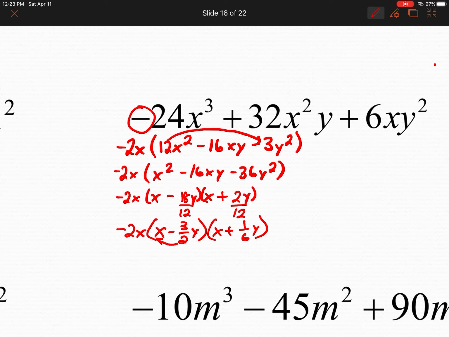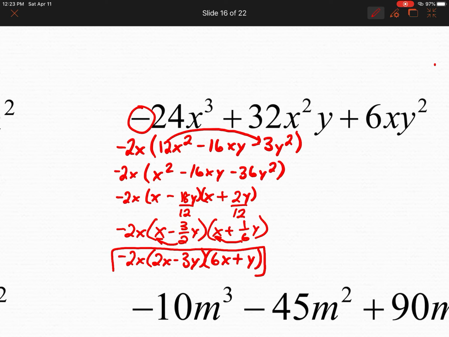And then we're going to take the 2 and move it up. And the 6 and move it up. And so we have negative 2x times 2x minus 3y times 6x plus y. Now you can put 1y if you want to, if that makes you feel better, but the 1 with the y is not required. And so if there weren't a y, you'd have to put the 1. But in this case, because you do have the y, you don't have to put the 1, so I typically would leave it off. Again, if you have any questions about that, let me know.